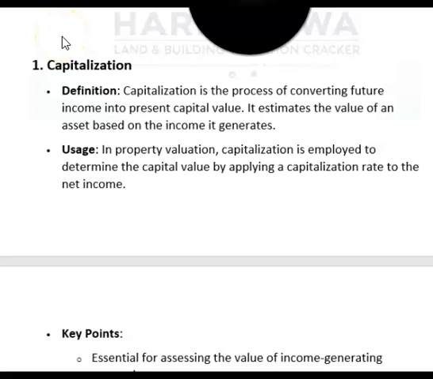First definition, capitalization. Capitalization is the process of converting future income into present capital value. It estimates the value of an asset based on the income it generates. In property valuation, capitalization is employed to determine the capital value by applying a capitalization rate to net income. Capital value, how will we calculate? Capitalization rate multiplied by net income, we will get the capital value.